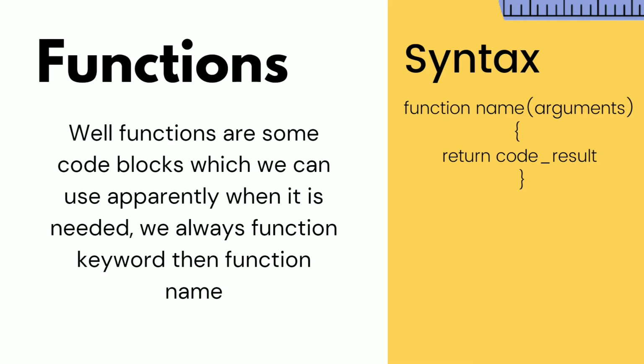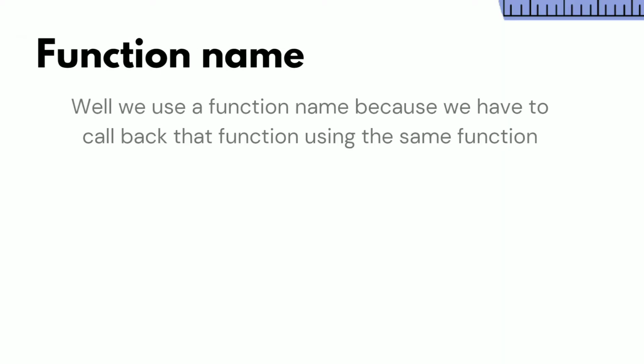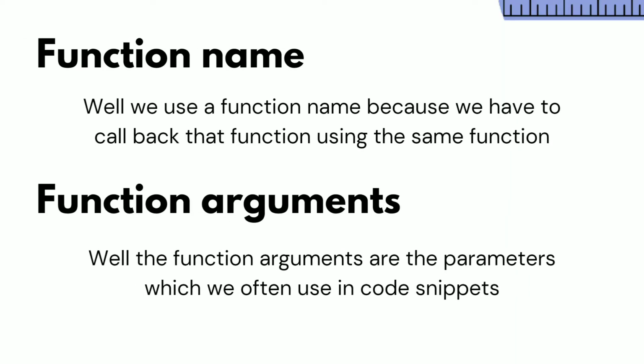First of all, in the function name we can give any random name. We use the function keyword and give a name, and we have the brackets in which we use the arguments or the parameters, and we have the return statement which will return the result. We will discuss all these things in VS Code.